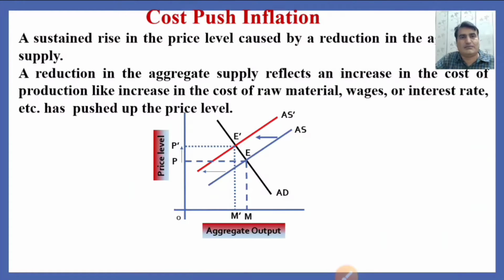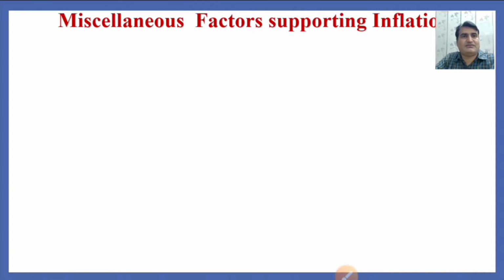Reduction in aggregate supply from OM to OM dash reflects an increase in the cost of production. Like there might be an increase in the cost of raw material or an increase in wages or interest rate, which has pushed up the price level from OP to OP dash. What are other miscellaneous factors which support the inflation?